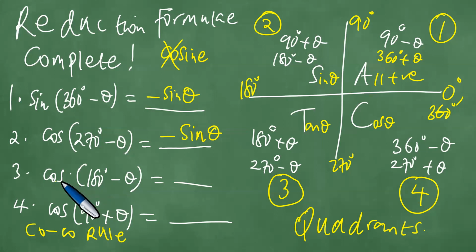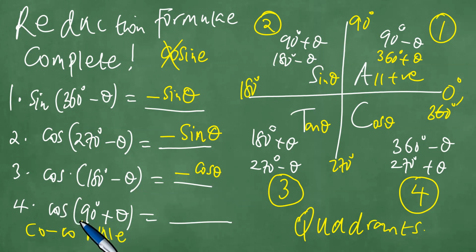The next one is number three. Senulo, what do you think? Number three, cosine of 180 degrees minus theta. Senulo, what do you think? I think it's going to be negative cos theta. Okay, that's an interesting point. Now if you're dealing with 180 degrees minus theta, it is in the second quadrant where only the sine is positive and therefore the cosine is negative, and you just copy cosine and theta, so it's negative cosine theta.